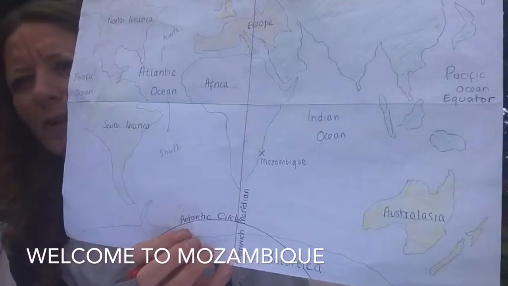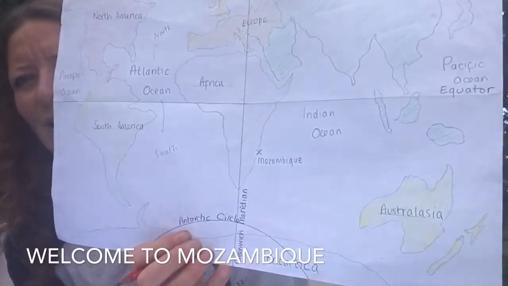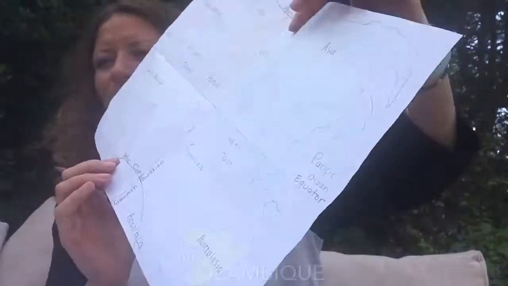Now, it's quite a tricky word to spell, so I'll hold it up here for you. Can you add that to your map, please? Okay, so now we've drawn our Mozambique label on our map, we're actually going to talk a little bit about what is going on in the ocean on the coast of Mozambique.